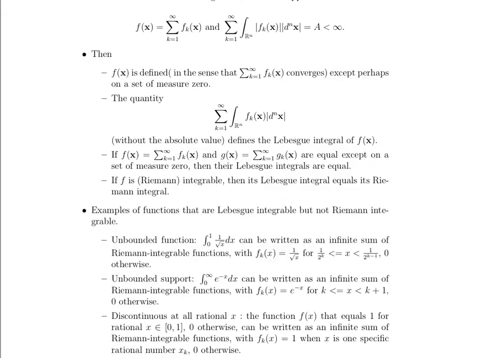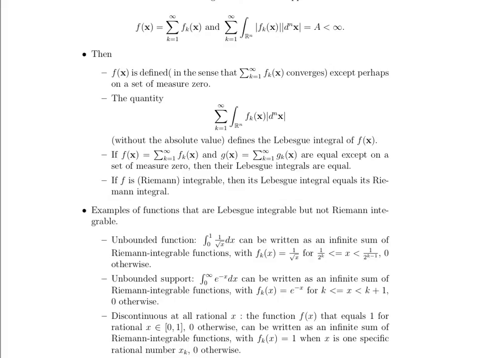If you have a function f that's equal to an infinite sum of f sub k's, and you have a function g that's equal to the infinite sum of g sub k's, so each of those parent functions is a sum of an infinite number of f sub k's or g sub k's, and both of those are equal except on a set of measure 0, then their Lebesgue integrals are also going to be equal when we set about computing this for both the f's and the g's. Note that if f is Riemann integrable, then its Lebesgue integral is going to equal its Riemann integral. That value will not change.